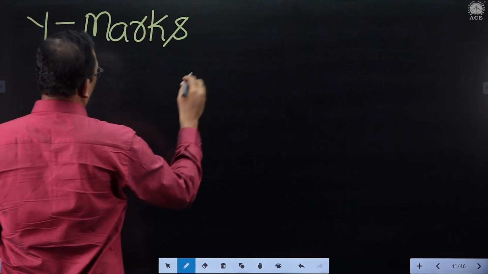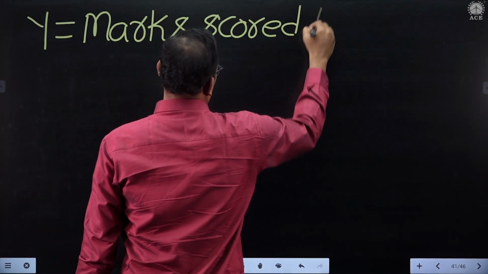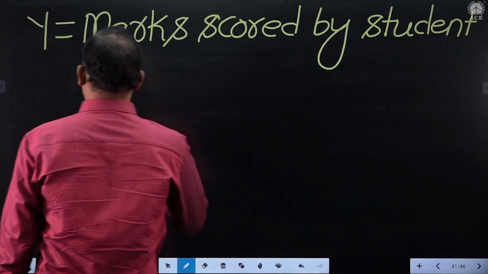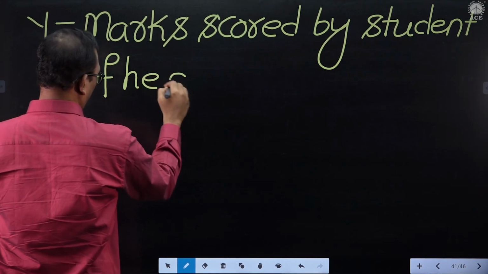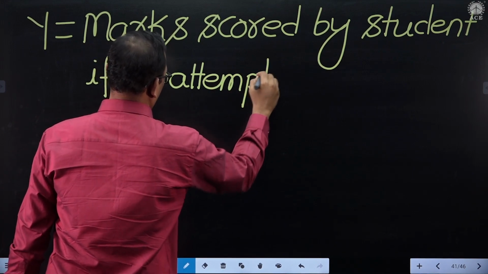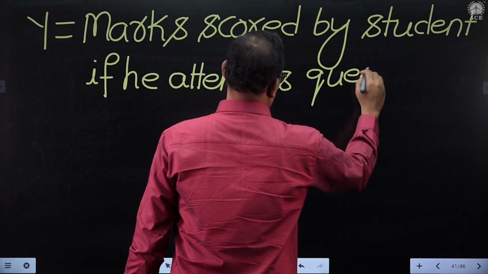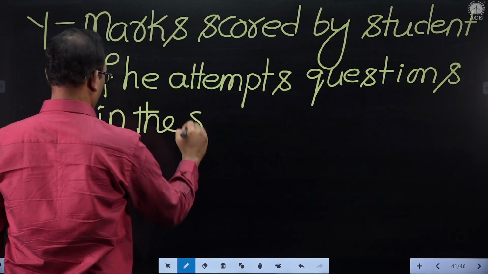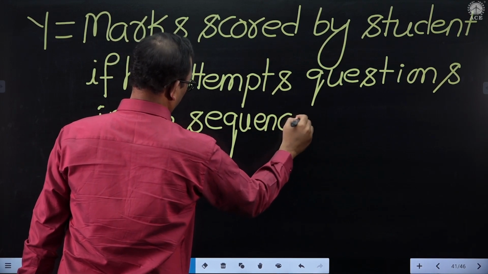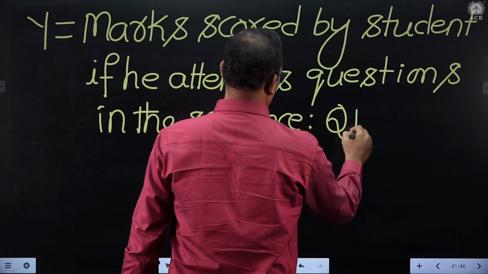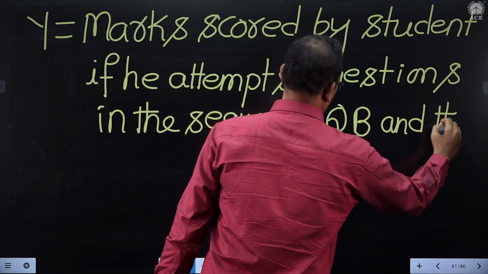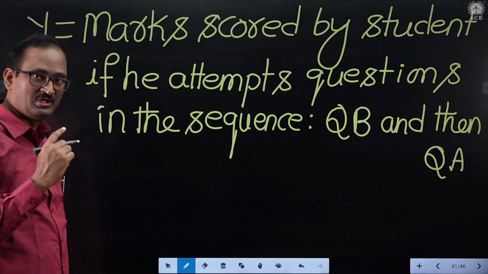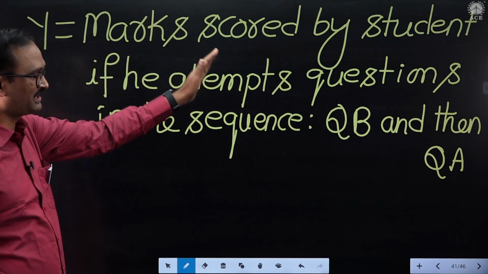marks scored by student if he attempts questions in the sequential order, in this sequence, question B and then question A. First, let us find the expected value for the random variable x and then let us find the expected value for the random variable y.